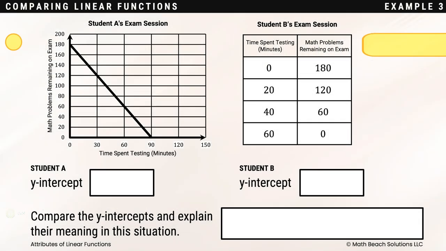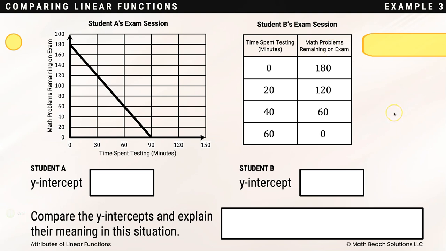In this example, we are going to compare two linear functions. In this case, we have student A's exam session represented on this graph and student B's exam session represented on this table. And if we look a little closer, we see that we're measuring the number of math problems remaining on an exam on our dependent axis, and our independent axis is measuring time spent testing in minutes. And you'll see that is also true for the table.